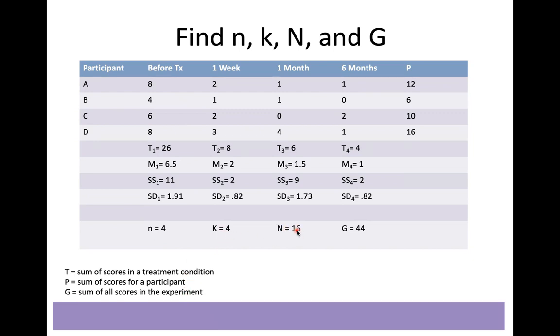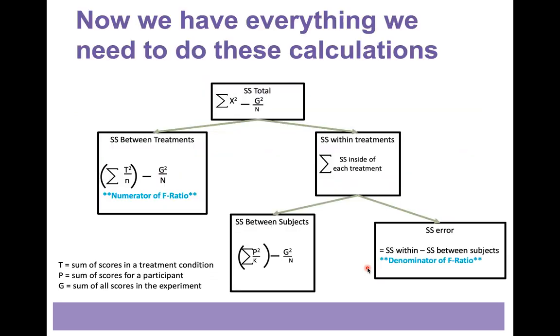Big N is the total number of data points. So I have 4 people across 4 treatment conditions, so 4 times 4 is 16 data points. And then G is the sum of all scores, so the sum of all my data. You can also sum your T's in order to get G of 44. Okay. Now we are ready to start partitioning our variance into each of these sources.